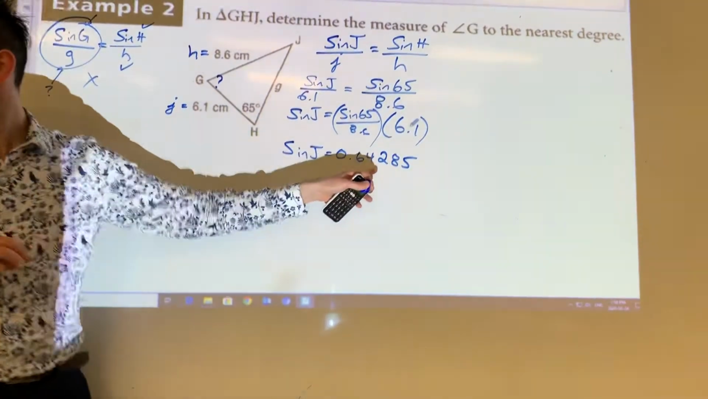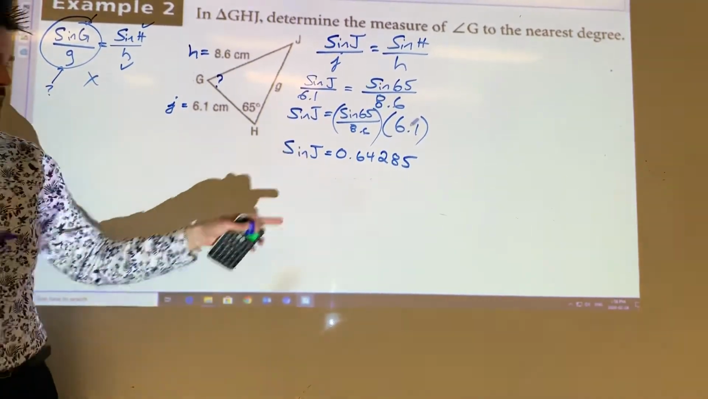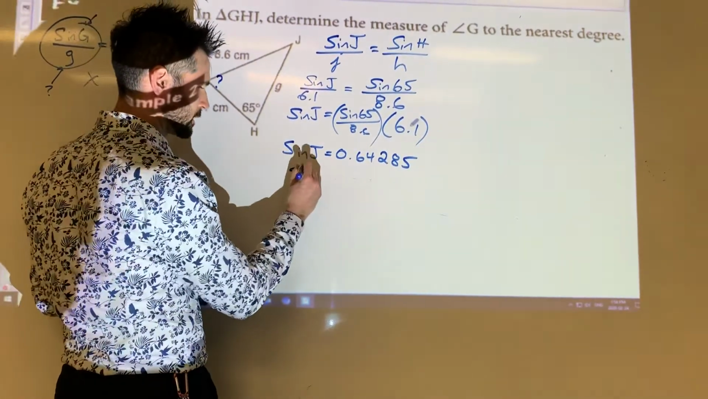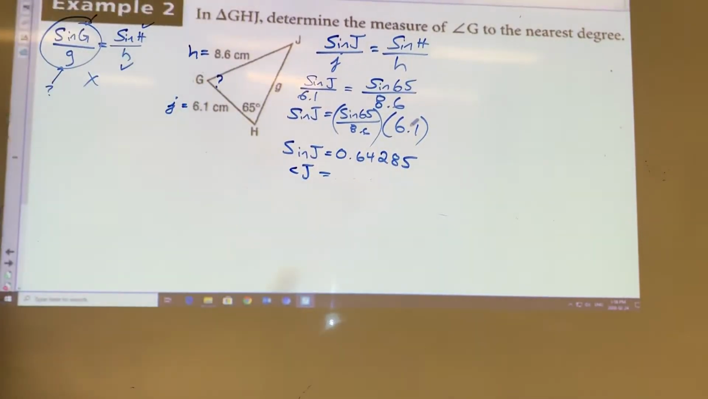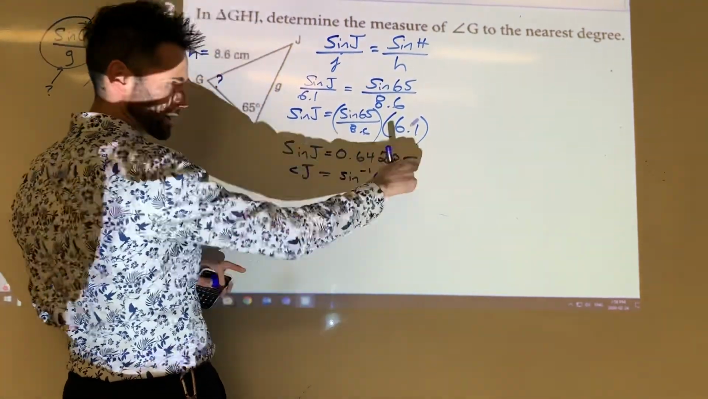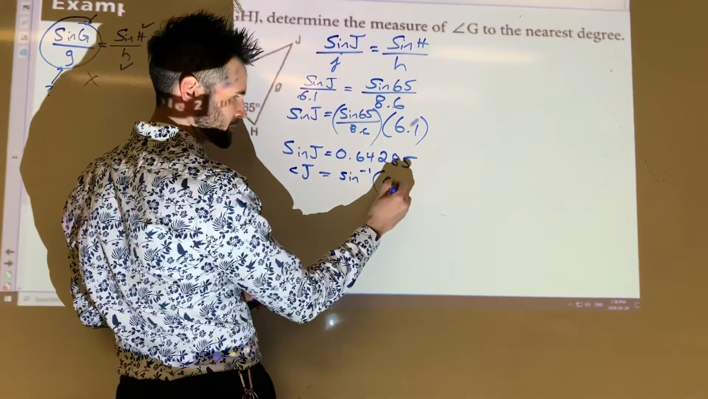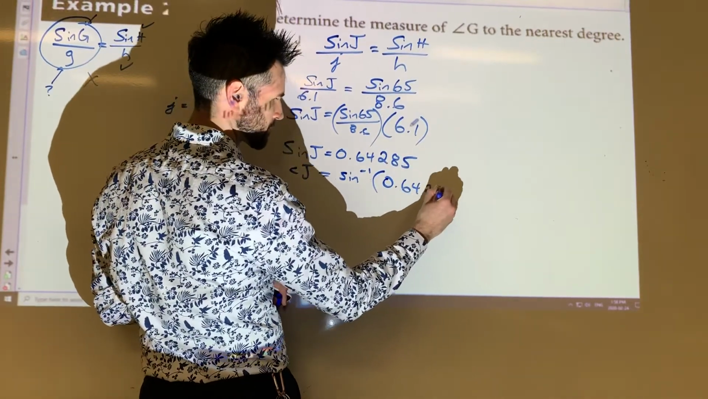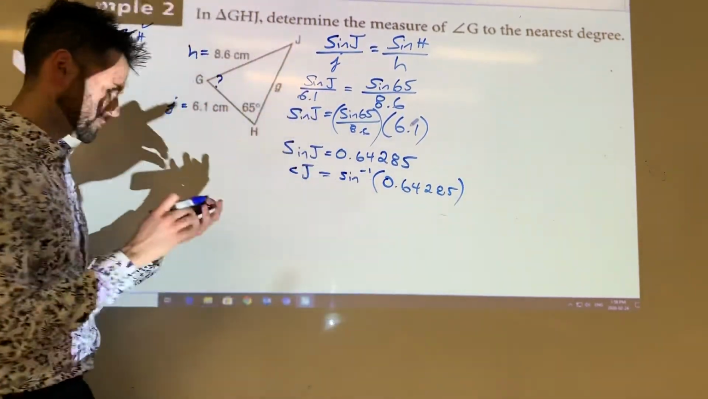Did everybody get this done? Okay. How do I solve for actual angle J? What do I got to do here? Yes, very good. Inverse sine. So go inverse sine of whatever the ratio is, or the decimal if that's the case. So you can do inverse sine of that.